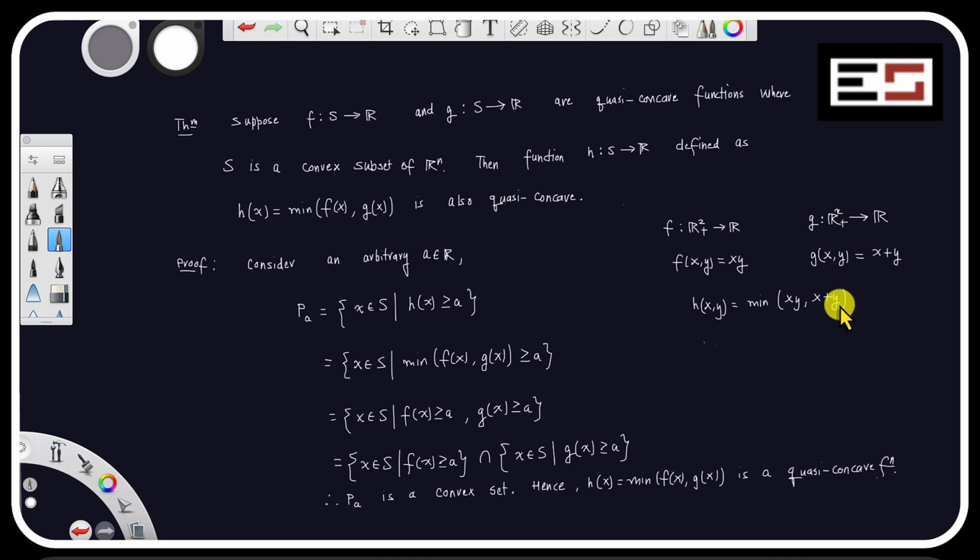That's just a result of this particular theorem. We can just apply this theorem and comment on the quasi-concavity of a function like this. So this is just one example, and there are of course several such examples where we can apply this and quickly infer whether the function is quasi-concave or not, just by looking at the function. Okay. Thank you.